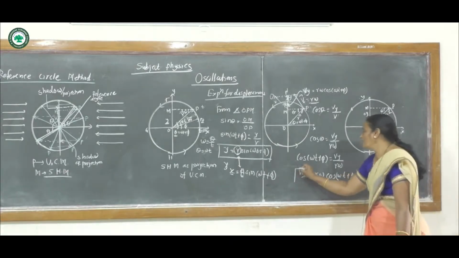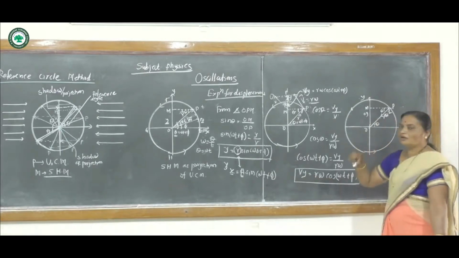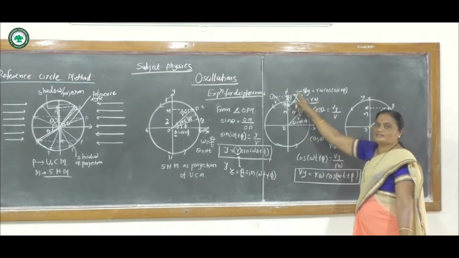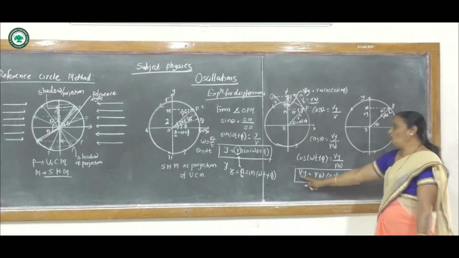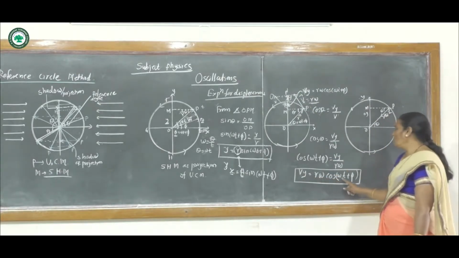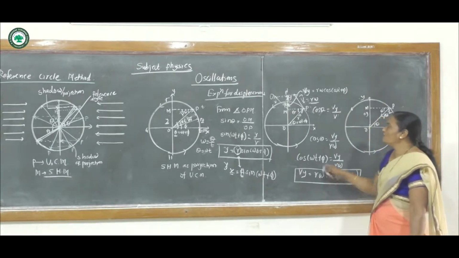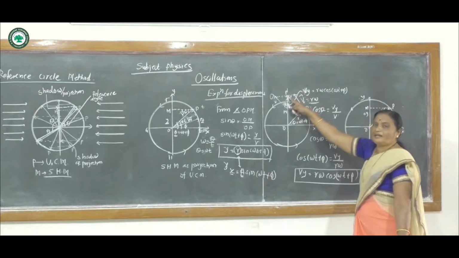which is the expression for velocity along the y-axis. Vy is equal to r omega cos of omega t plus phi, which represents the velocity along the y-axis.